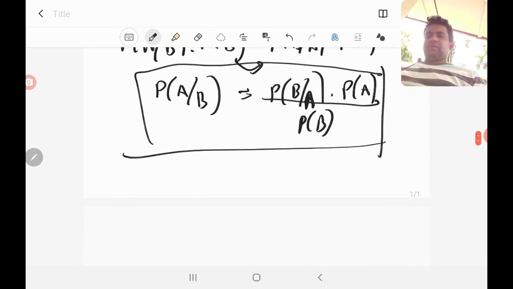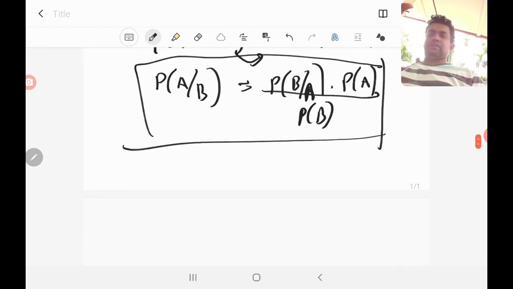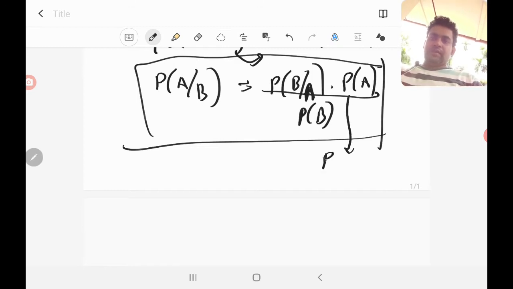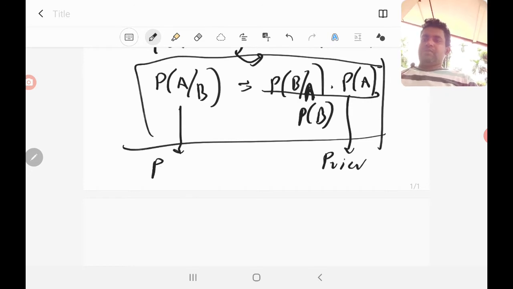There are a couple of terms that are relevant when we talk about Bayes theorem. This one is called the prior, and this is called the posterior.